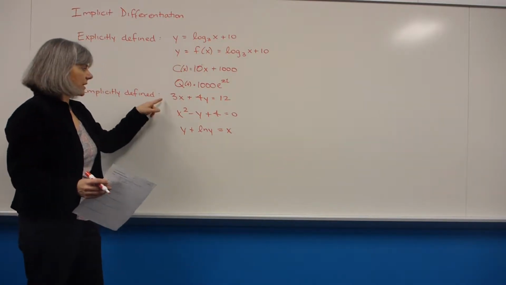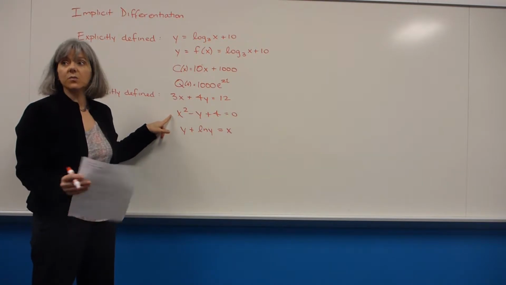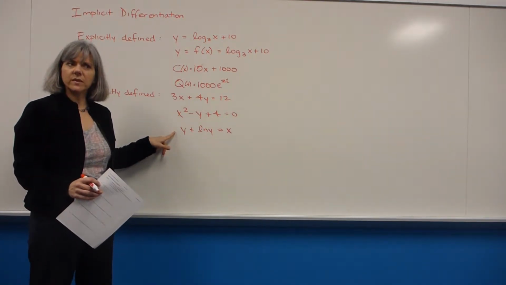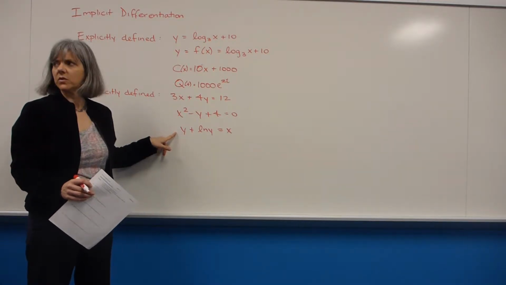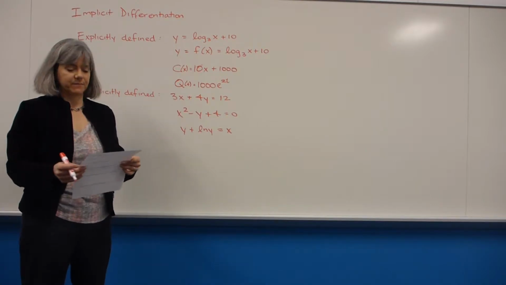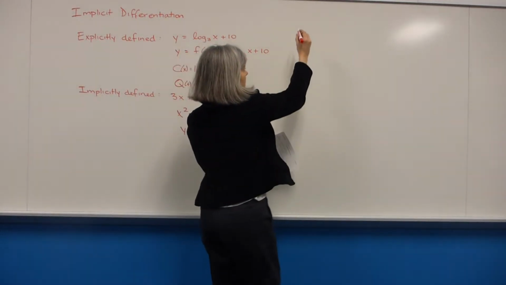So the question is, I could rewrite this, y equals something, and find the derivative. I could rewrite this, y equals something, find the derivative. I can't rewrite this one. Does that mean no derivative exists? No. A derivative exists. I have to find another way. That's today.